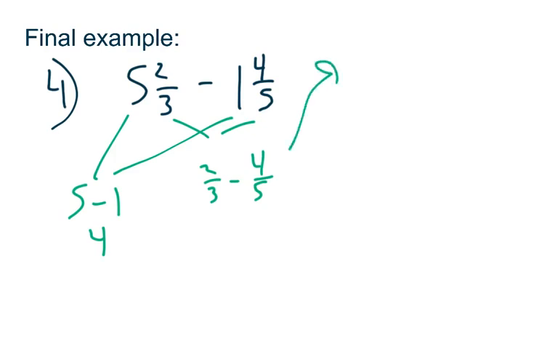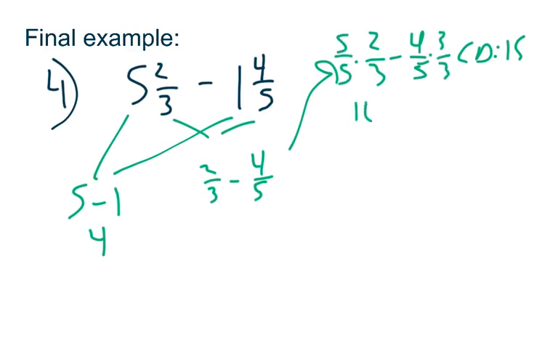So let's do that up here. 2/3 minus 4/5. Our common denominator is going to be 15. So times that by 5 over 5 and 3 over 3. And so we'll have 10 over 15 minus 12 over 15.